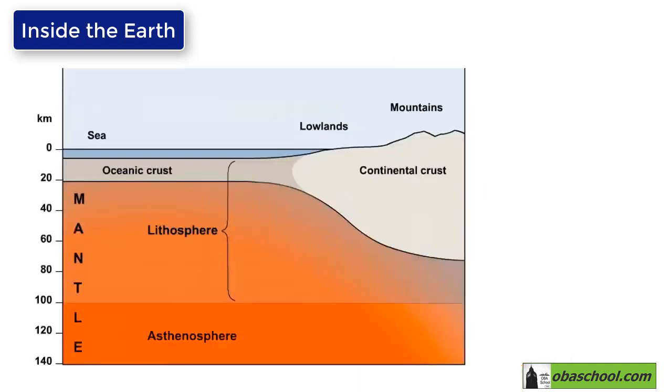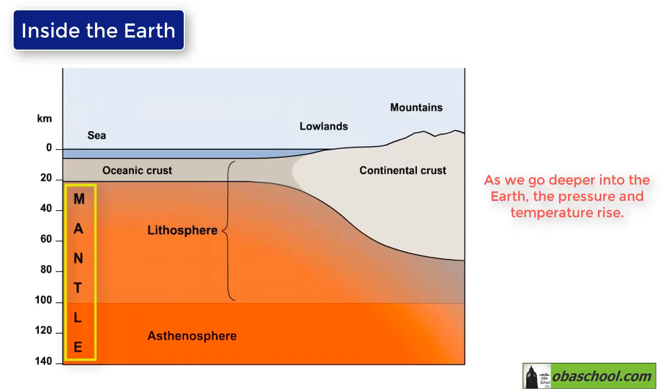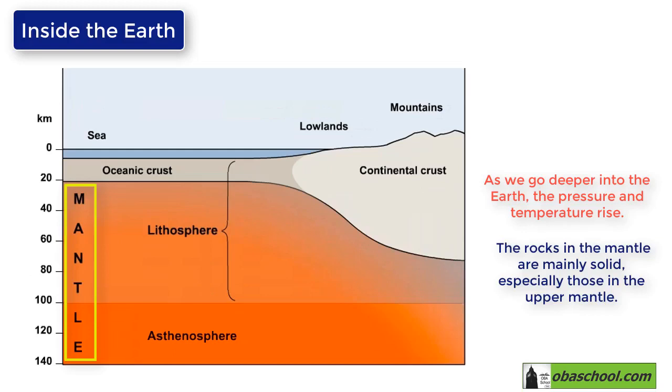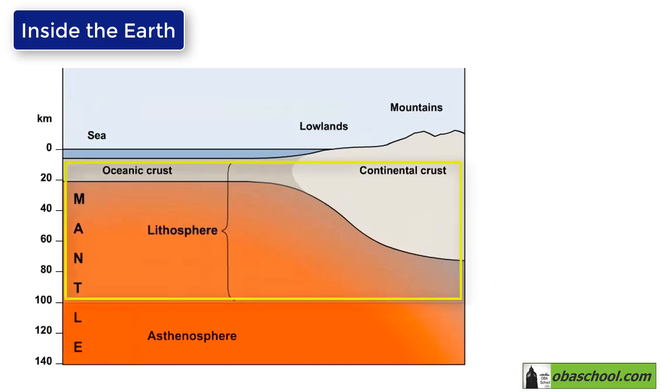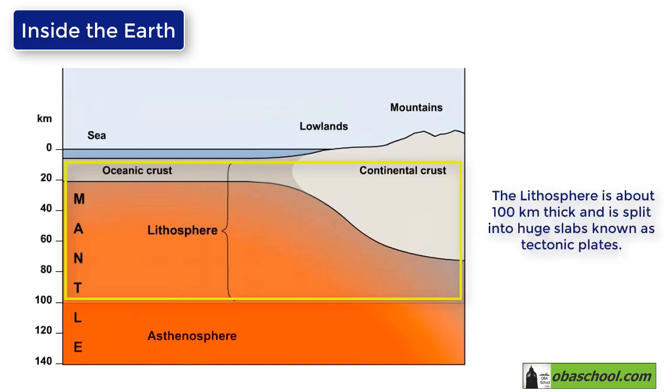What about the mantle? Well, the mantle extends down almost halfway to the center of the Earth. As we go deeper into the Earth, the pressure and the temperature rise. But although they are hot, the rocks in the mantle are mainly solid, especially those in the upper mantle. The crust and upper mantle together make up the lithosphere. This is about 100 kilometers thick and is split into huge slabs known as tectonic plates.